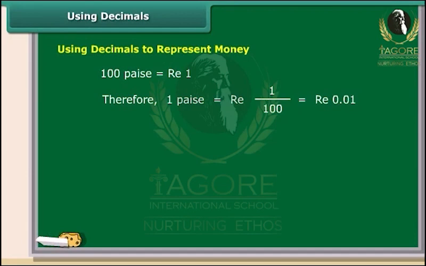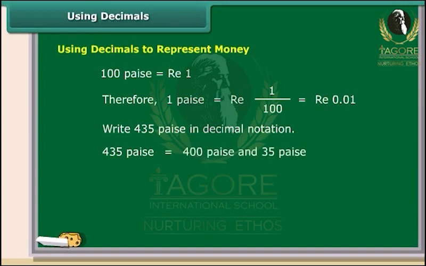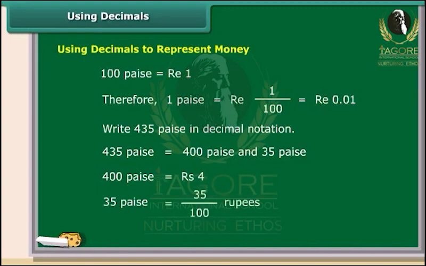Let us now use the decimal notation to write 435 paise. 435 paise may be split as 400 paise and 35 paise. 400 paise are equal to rupees 4. 35 paise are equal to 35 upon 100 rupees, that is 0.35. So, 435 paise are equal to rupees 4.35.